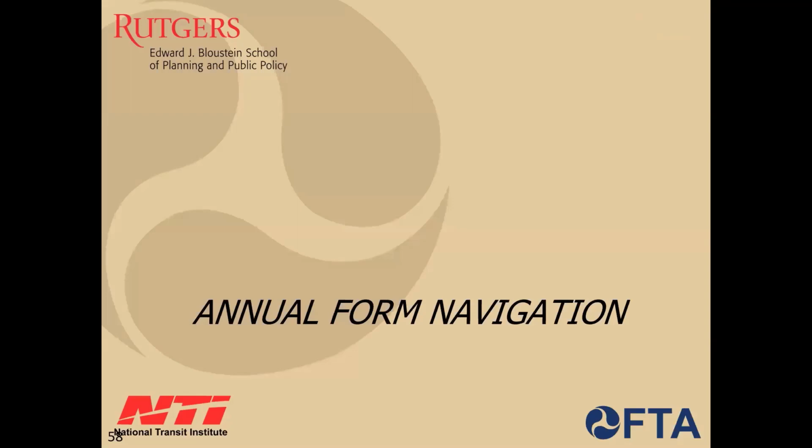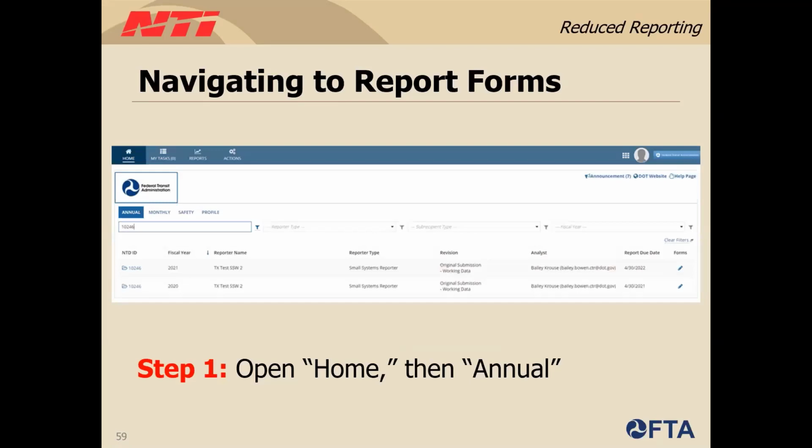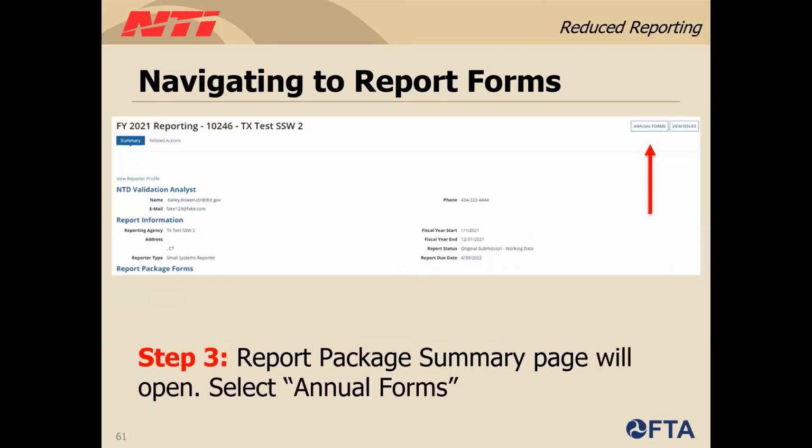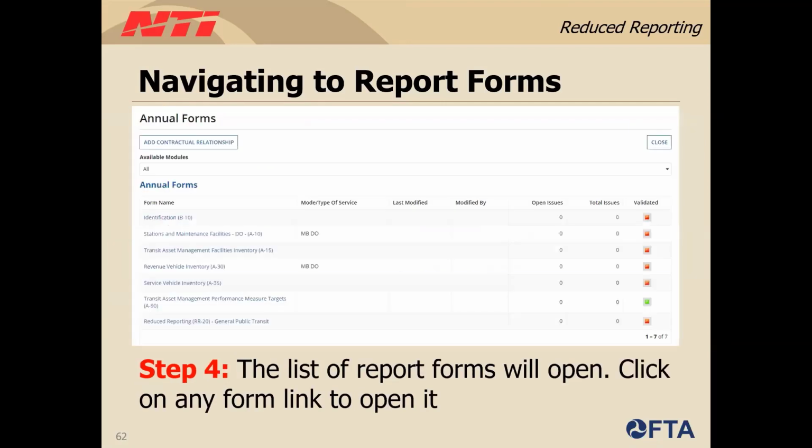Next, we will review annual form navigation. To access your 2021 report package, first select the Home tab at the top of the page and then select Annual. You will then select the 2021 report package link. Once the report package summary page opens, select Annual Forms in the top right-hand corner. This will open a list of report package forms. To open a form, you'll select the form link.